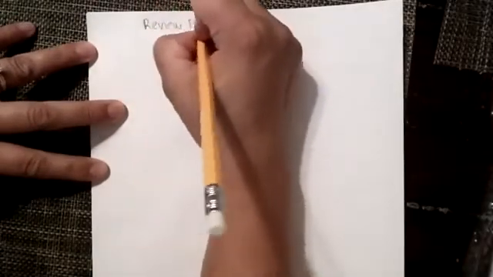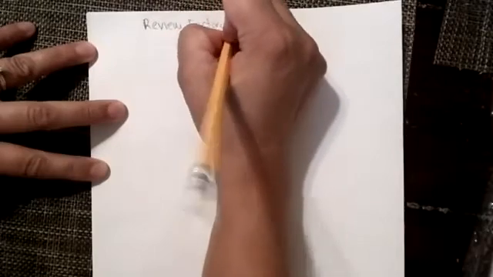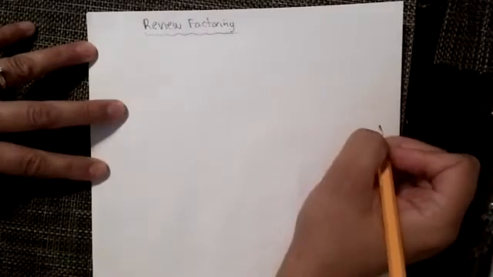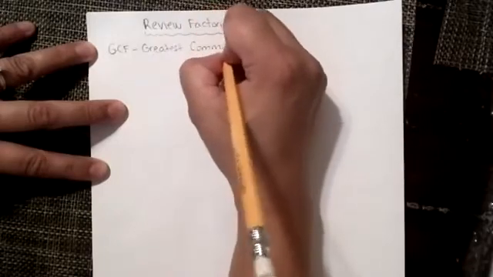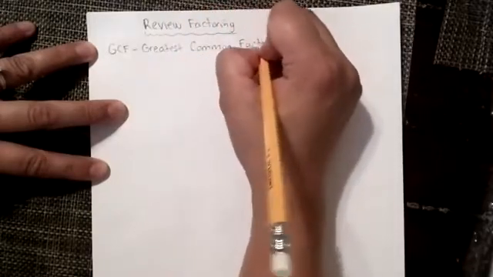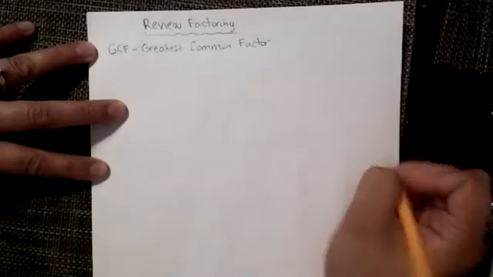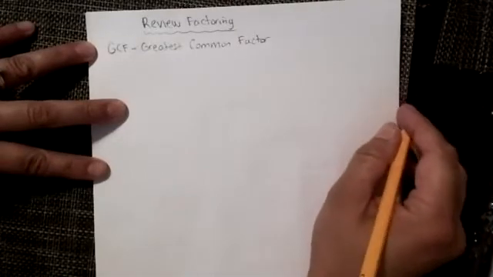All right, guys, we're going to go ahead and review factoring, okay? Now, before you factor anything, always remember to factor out the GCF. That is always going to be the first thing. That stands for greatest common factor. Always factor out the greatest common factor before doing anything.